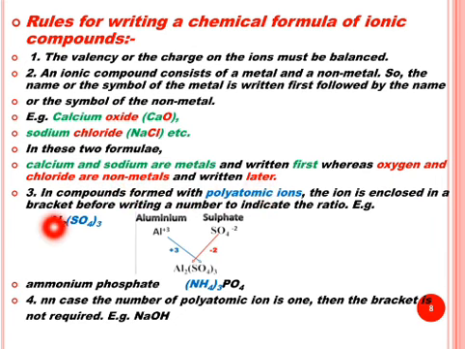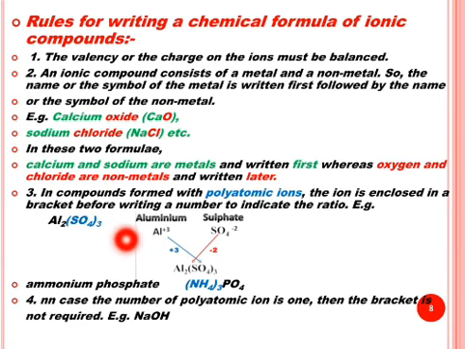Students, see one more thing. If the chemical formula of a compound consists of polyatomic ions, then the ion is enclosed in a bracket before writing a number to indicate the ratio. Let us see with the help of this example. Aluminium sulfate, Al2(SO4)3. How is it formed?